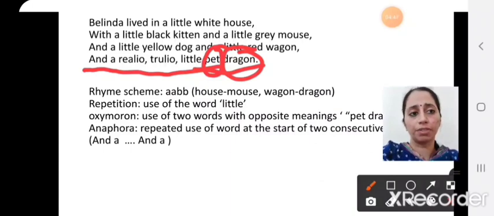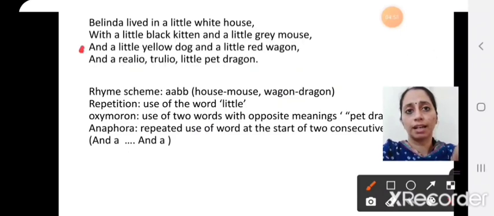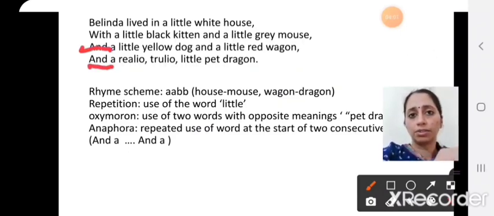Next figure of speech is anaphora. Now what's an anaphora? Repeated use of a word at the start of two consecutive lines. So two lines are starting with the same beginning. So the figure of speech is anaphora. I hope I'm very clear, and I hope you are jotting down all these points.